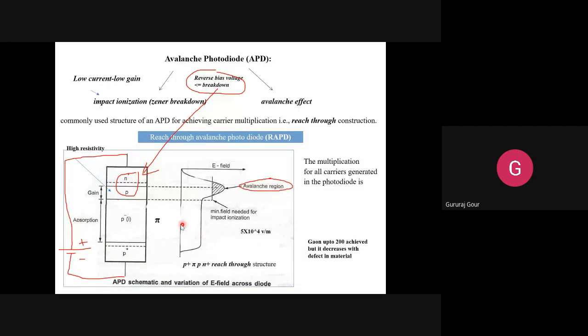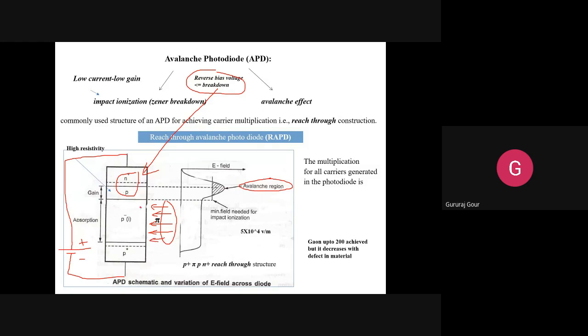So during operation, your LED is here. This is a detector, remember. Your LED lens is here. Your photons will start falling here in the pi region. That's what is meant. It is lightly doped compared to the two extreme regions. Your photons are falling here.